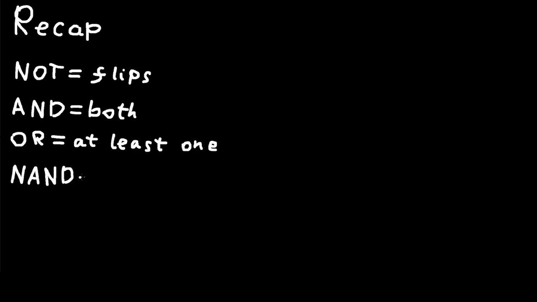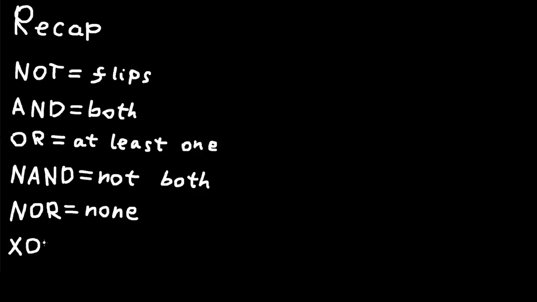Quick recap. NOT flips, and AND needs both inputs to be 1. OR needs at least one input to be 1. NAND is the opposite of AND. NOR is the opposite of OR. XOR is 1 only when the inputs are different.